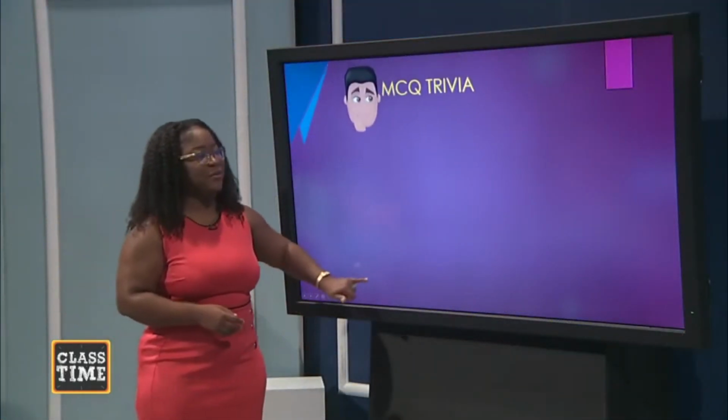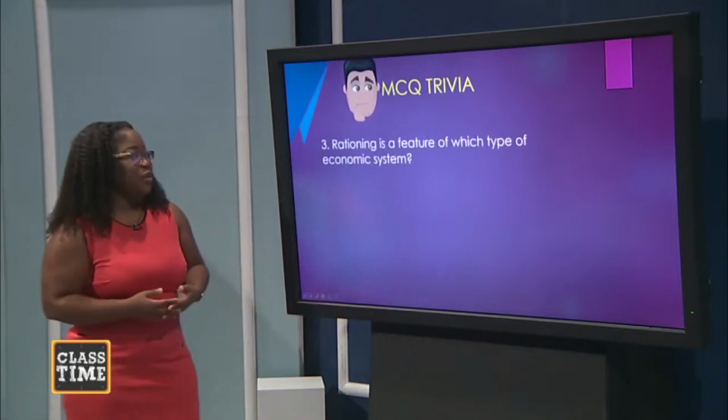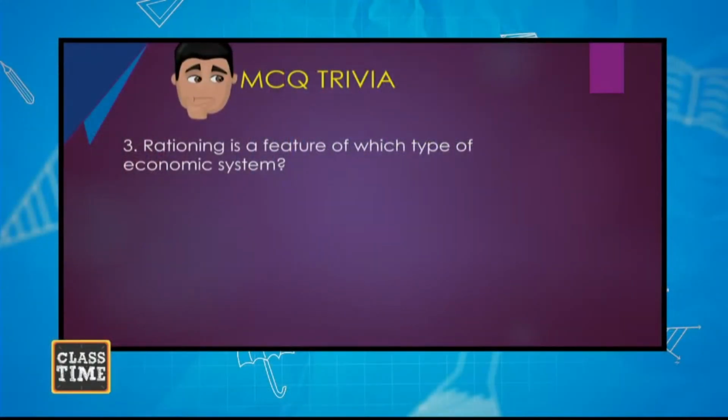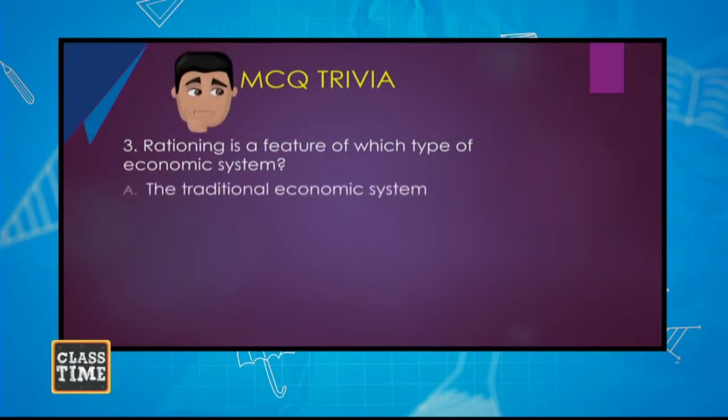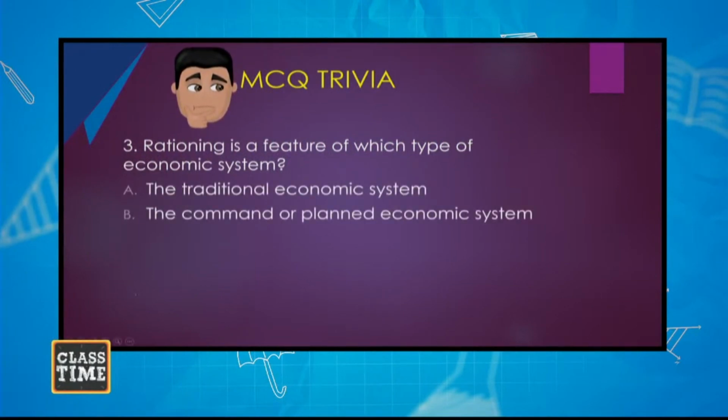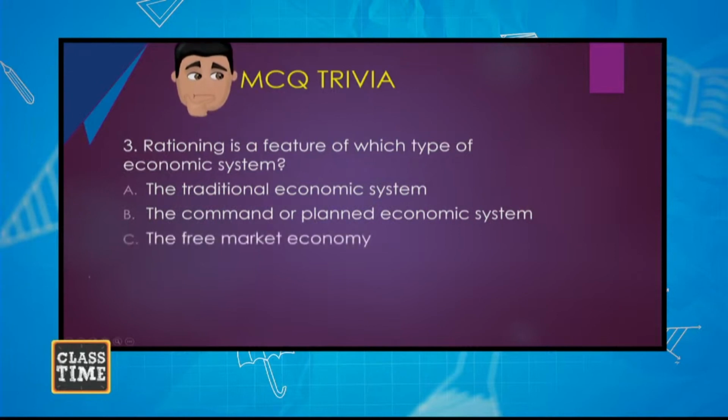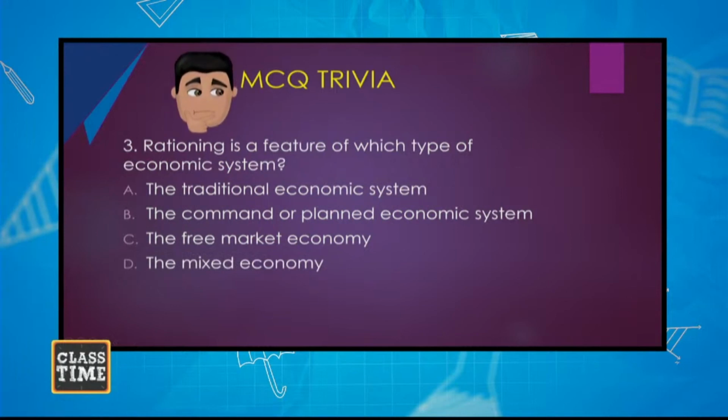Let's look at our next trivia. Rationing. Rationing is a feature of which type of economic system? Is it the traditional economic system, the command or planned economic system, the free market economy, or the mixed economy? Remember we said, think back at this one. Remember we said in this particular economic system, you know, ladies and gentlemen, if there is scarcity, prices don't go up. Instead, there's a rationing that takes place. If you're thinking of B, as in B for boy, you're on the right track.